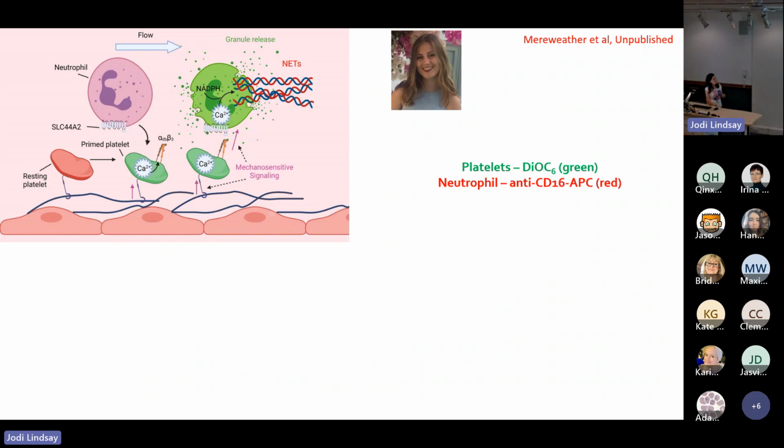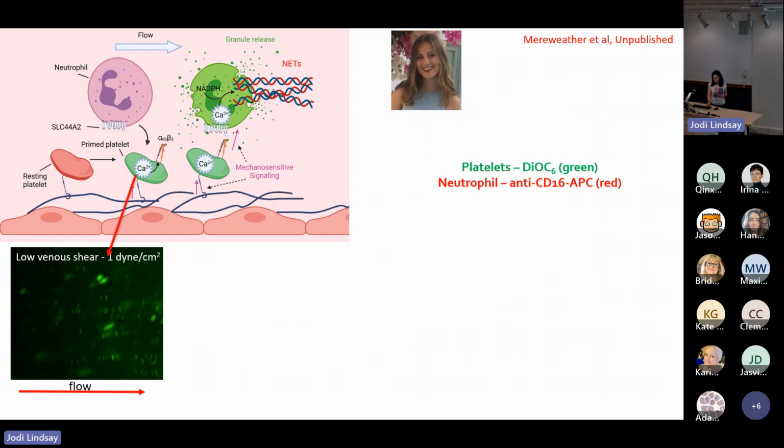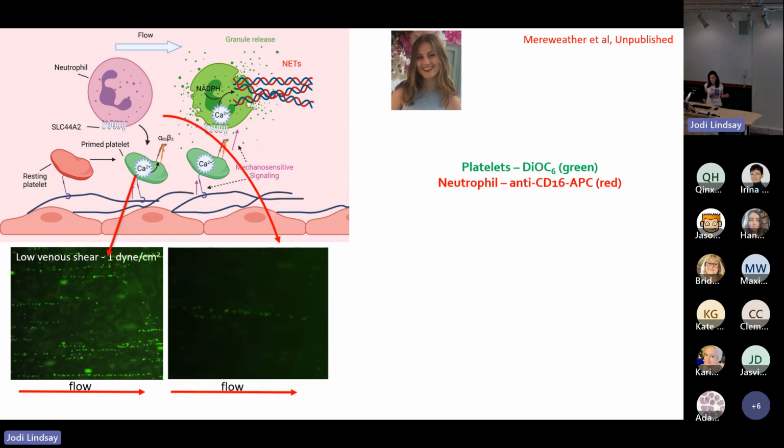So this is data from current PhD student Laura at Imperial College, who I co-supervise. What she does is she cultures endothelial cells and stimulates them so that they release VWF, and perfuses blood on top. And then you can see you have the platelets nicely decorating those cables of VWF. Under venous shear, you can also detect neutrophils getting recruited on these VWF-captured platelets.